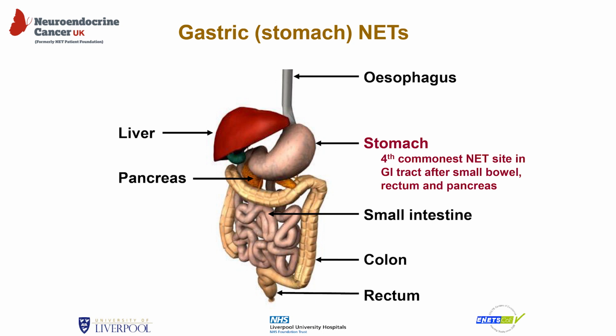So the topic of this talk is gastric or stomach neuroendocrine tumours. Just to remind you about the anatomy of the gastrointestinal tract. When you swallow food, it passes down the esophagus into an organ called the stomach. And that's what we're going to focus on today. The food then passes on through the small intestine into the colon and is expelled from the other end. The stomach is the fourth commonest site for neuroendocrine tumours within the GI tract after small bowel, rectum and pancreas. And that's going to be the focus of today's talk.